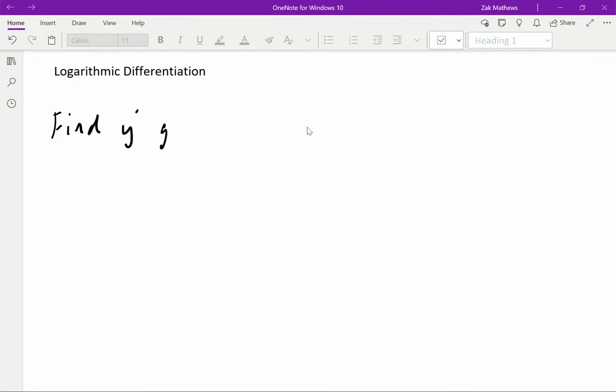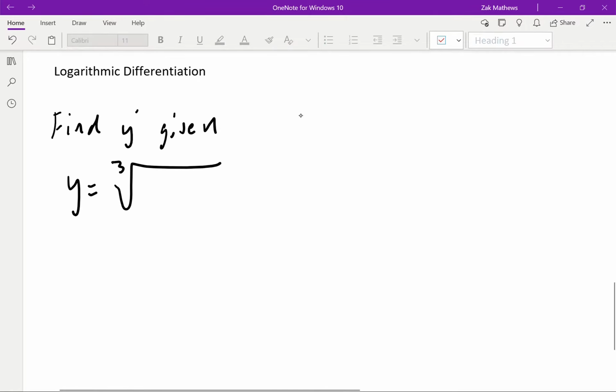y prime given y is equal to the third root of (2x minus 1 over 3x plus 2) to the fourth power. So there's nothing preventing us from finding this derivative without logarithmic differentiation. We can do the chain rule with our cubed root. We can do the quotient rule of the inside of the function. Within that quotient rule, we'd have to use another chain rule. Absolutely possible. We could definitely do this just using those things, but it's going to take a little bit of time. It's going to get a little bit messy, but very doable, right?